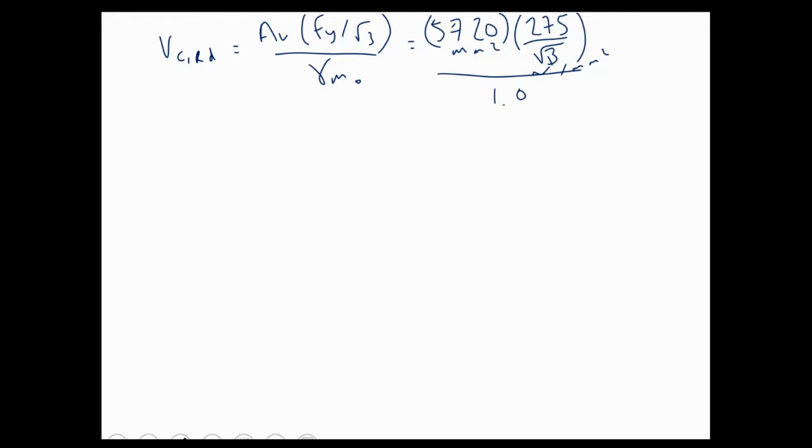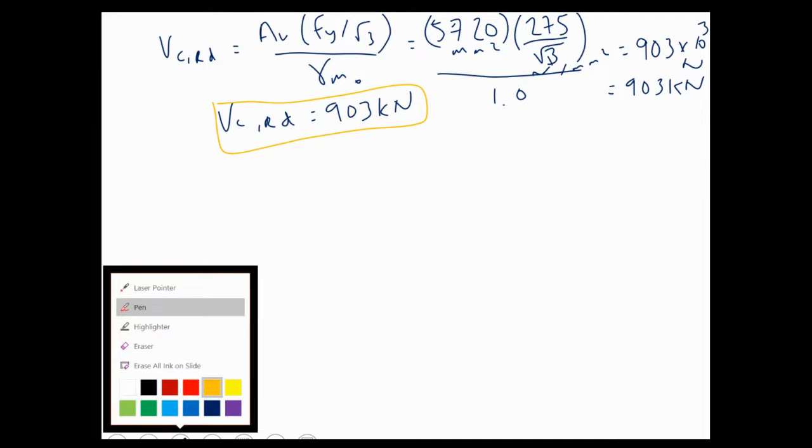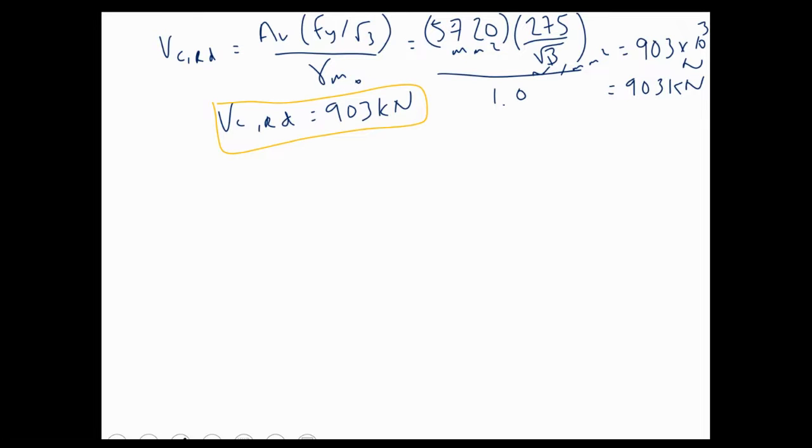So if I cancel those out, I see I have newtons per millimeter squared and millimeter squared, so I should end up with newtons left, which I get 903 times 10 to the power of 3 newtons, which is 903 kilonewtons. Okay, so VCRD is equal to 903 kilonewtons. So that's the capacity of the section in shear. Anywhere along that member, the 6.5 meters long, the capacity in shear is 903.